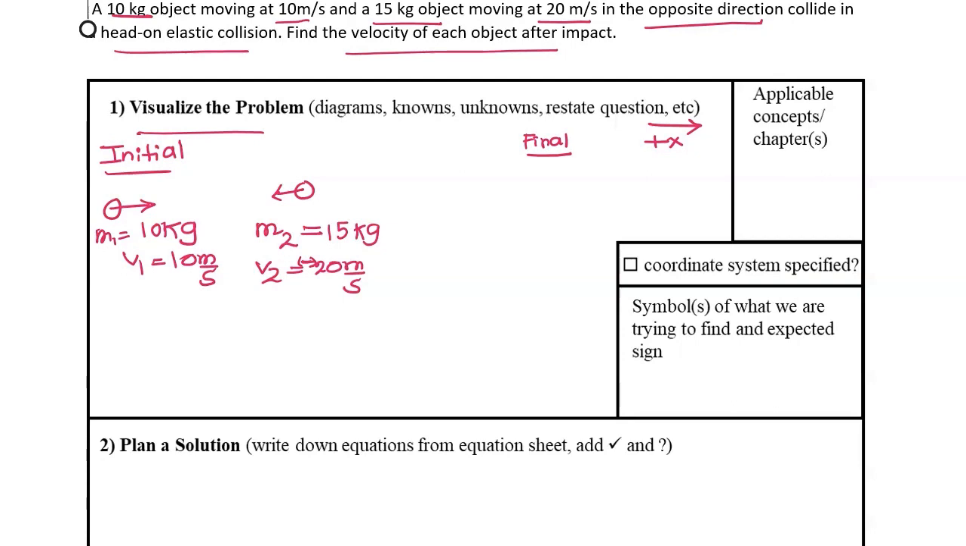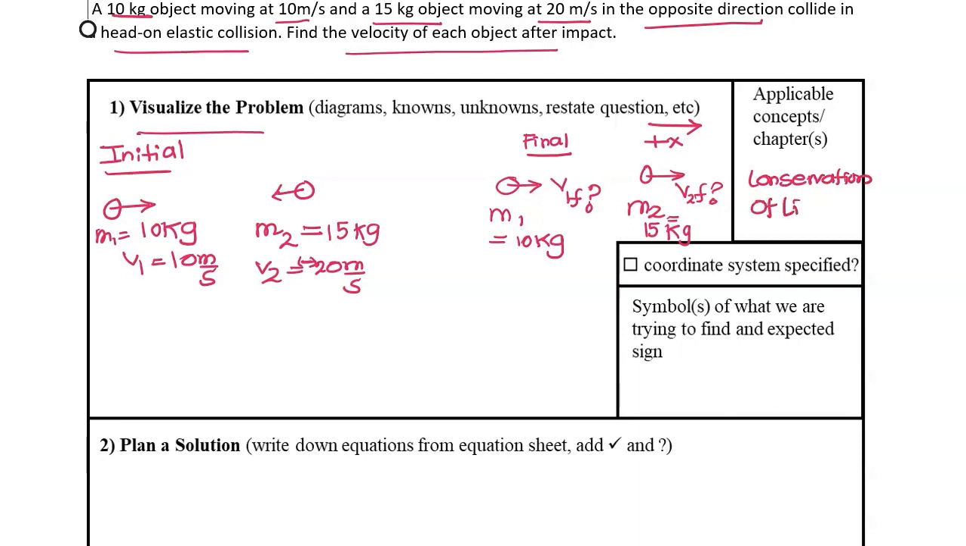And after the collision, we don't know the exact direction of the objects. So each can be moving to the right or moving to the left. I'm just going to draw a diagram with a question mark for the final velocities. Definitely they are going to have two different velocities. Mass 1 is just 10 kilograms. Mass 2 is 15 kilograms.